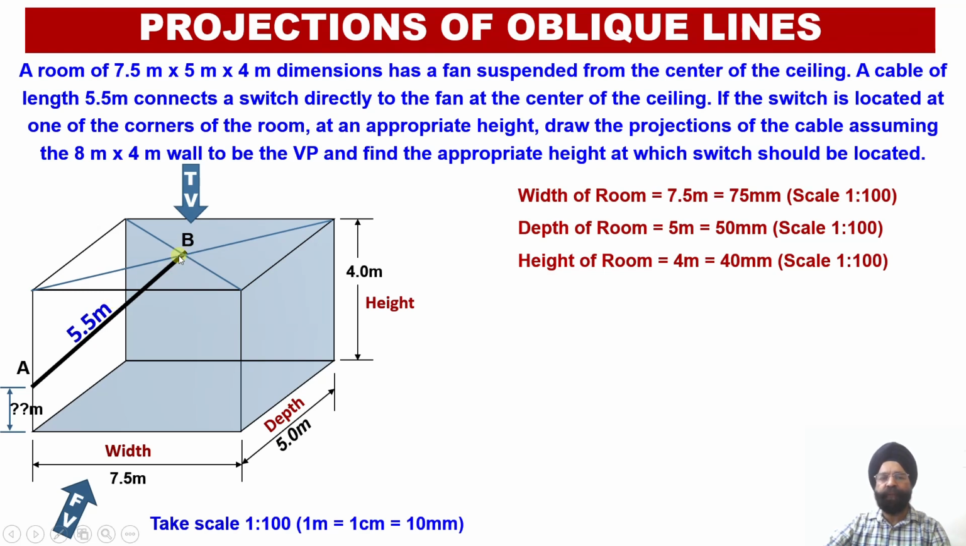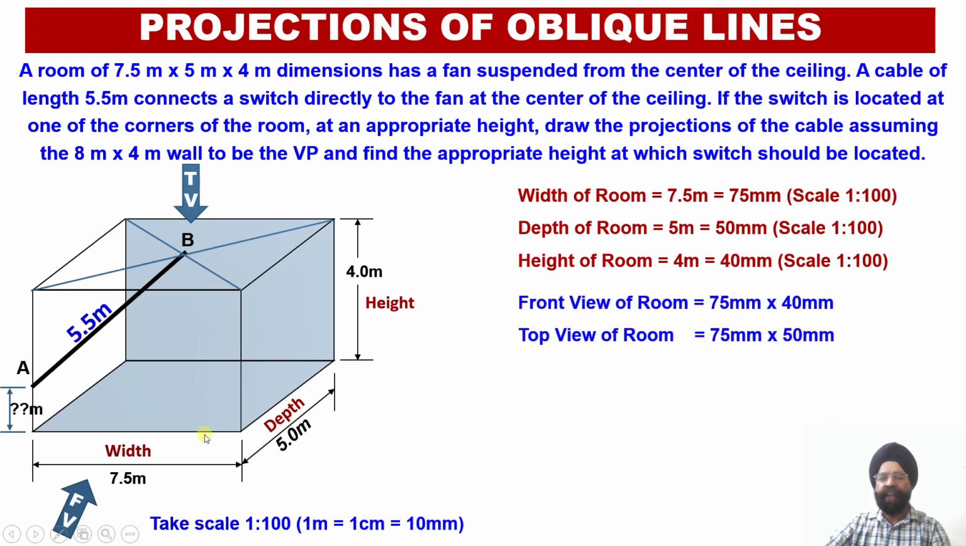So using this information about the true length, we will be able to obtain the front view projections, that is A dash B dash, and the top view projections, that is AB, in the orthographic projection. When we look at this particular room from the front, the front view projections will be width and height. Width is 7.5 meters and the height is 4 meters. So the front view orthographic projection will be represented by a rectangle measuring 75 millimeter width and 40 millimeter height.